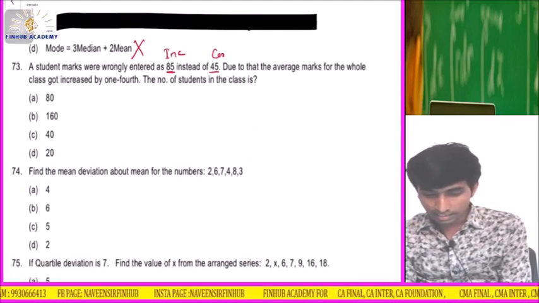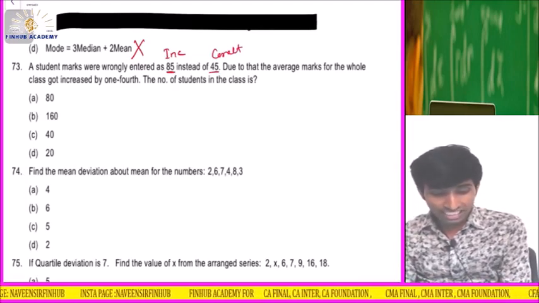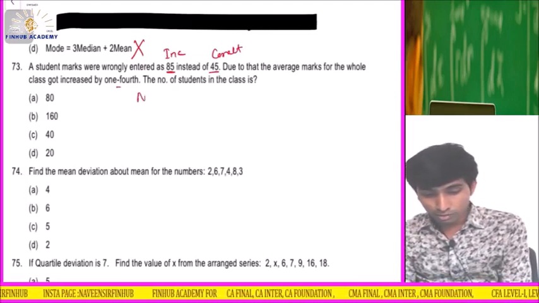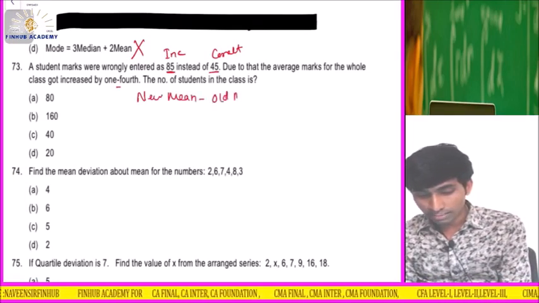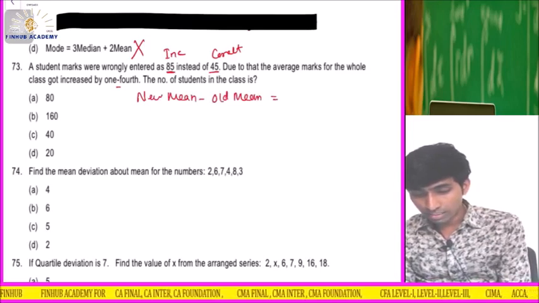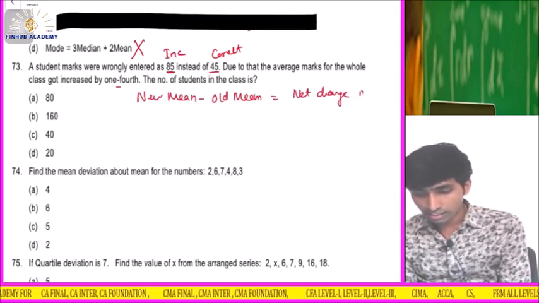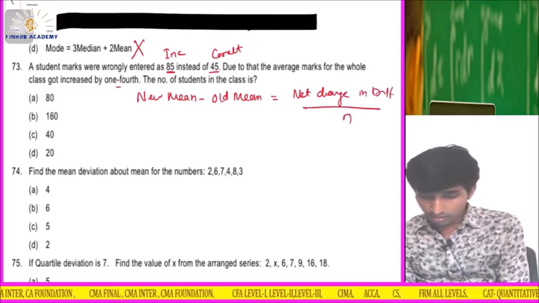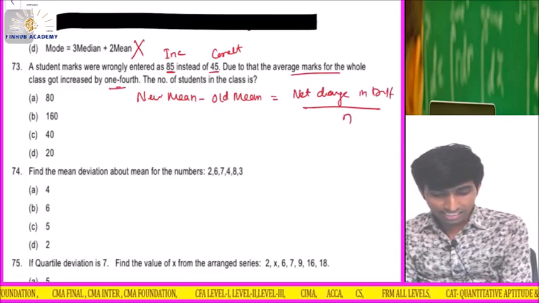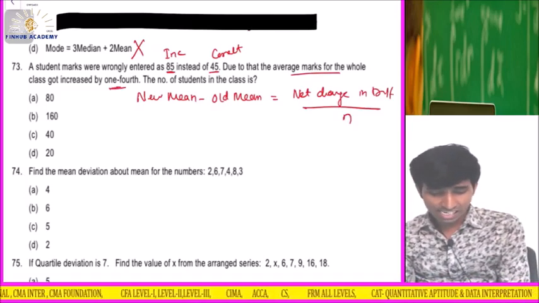This is correct. Okay. Due to this, the average marks for the whole class got increased by 1/4. So if you remember, new mean minus old mean, this is what we did just now, is equal to net change in difference upon n. Okay. So the average marks for the whole class increased by 1/4. The number of students in the class, they are asking us n.